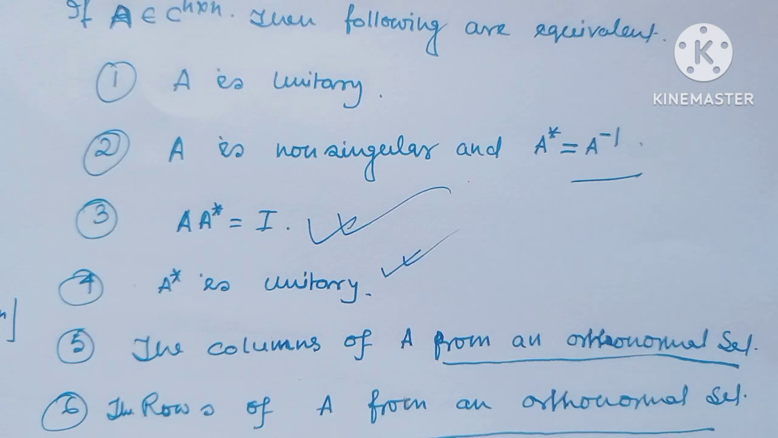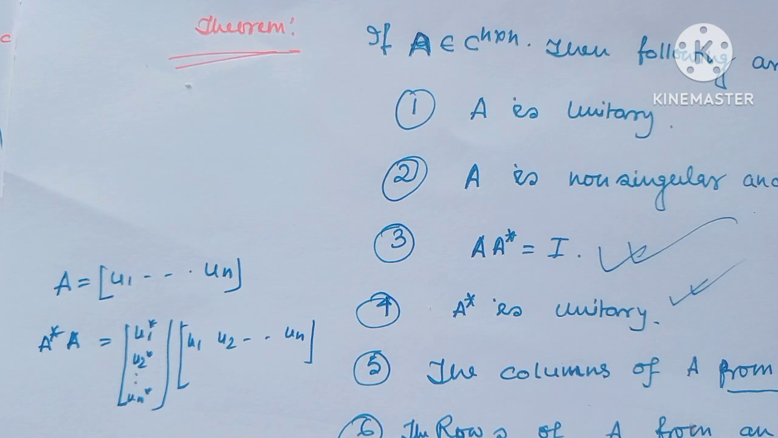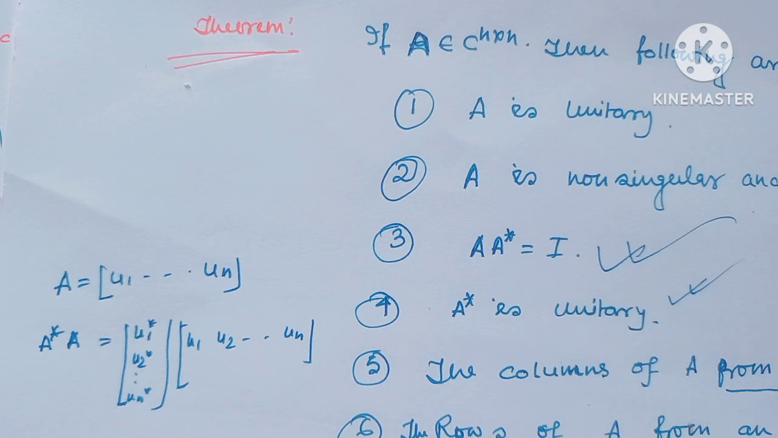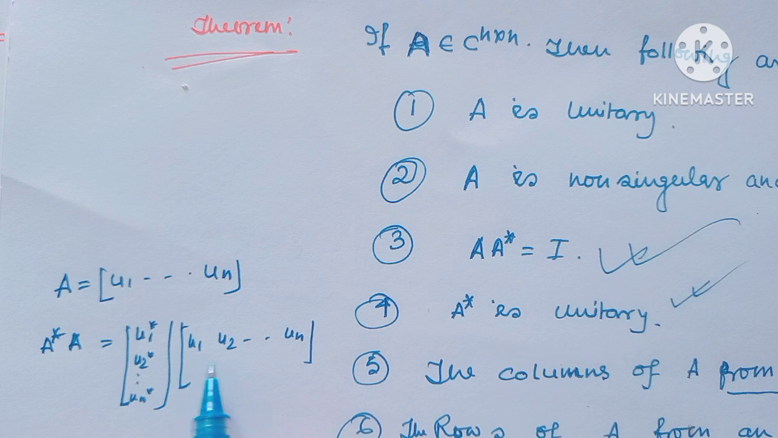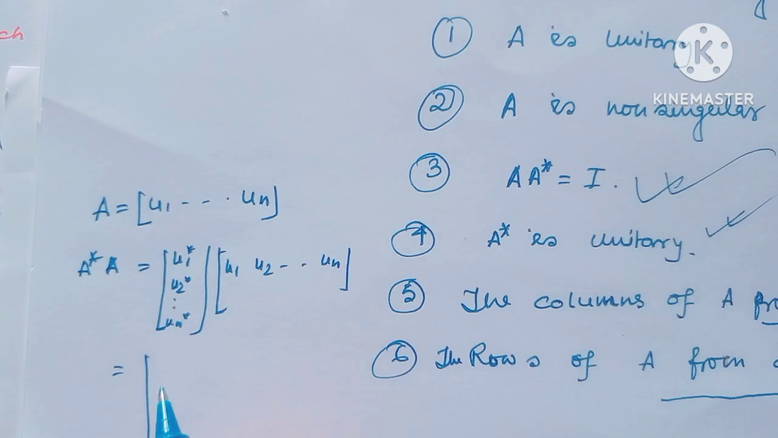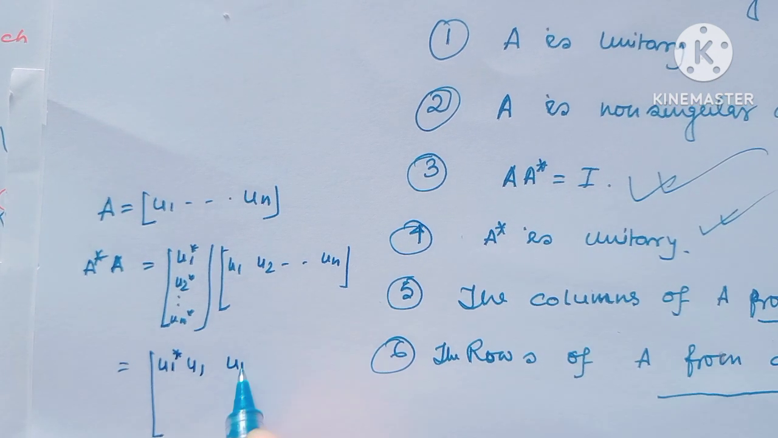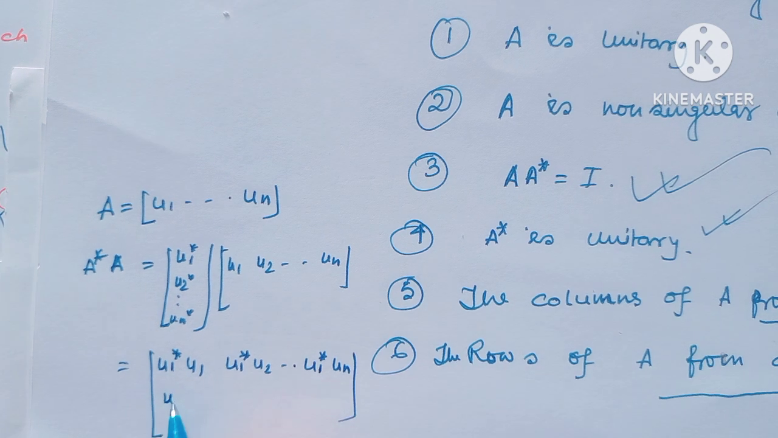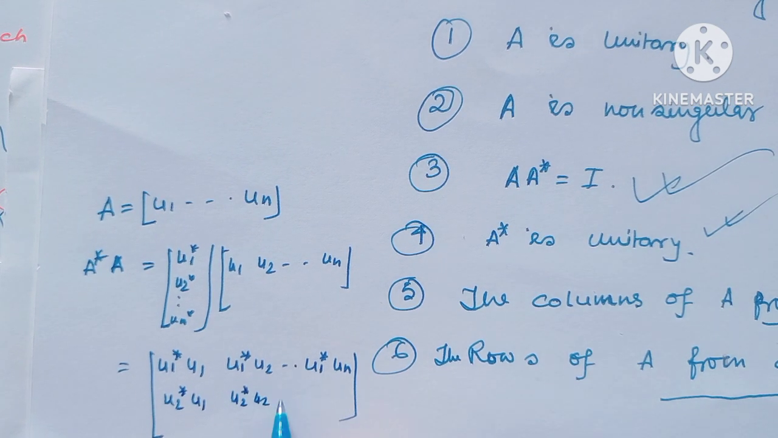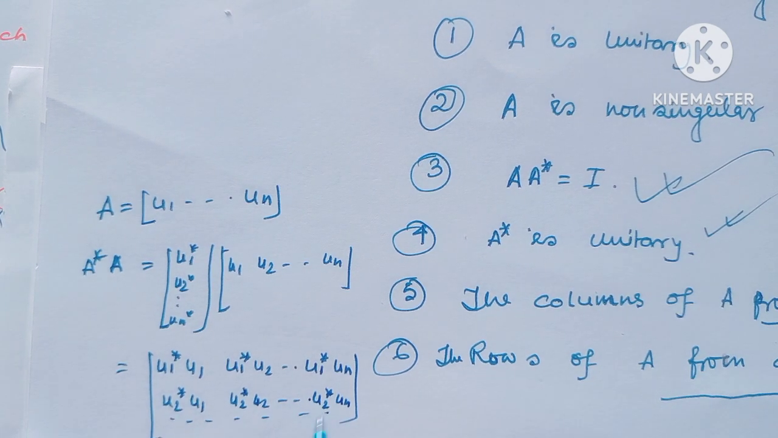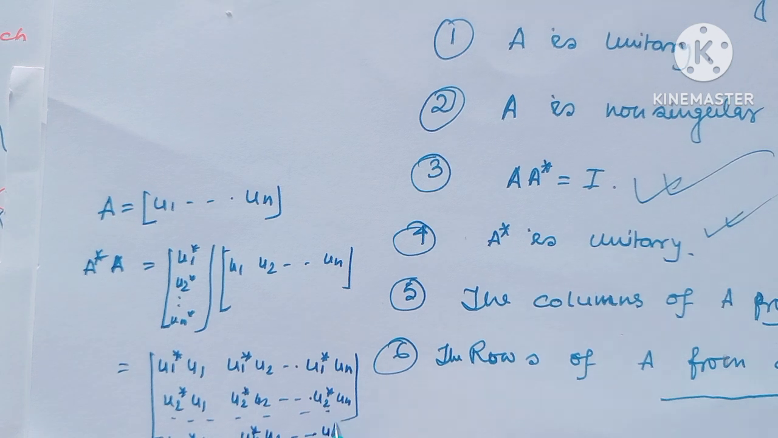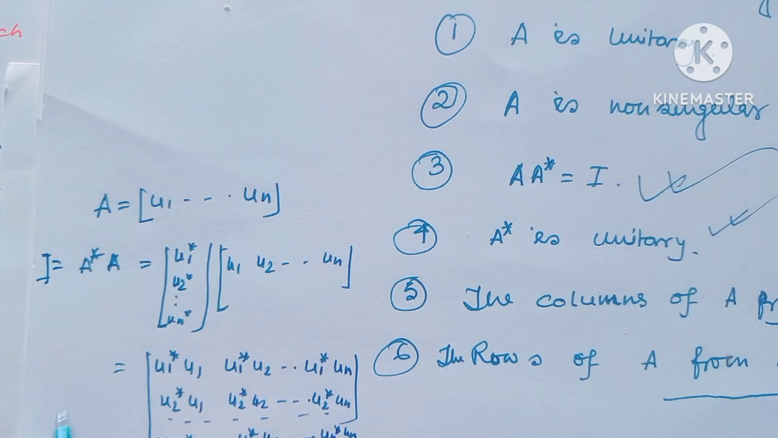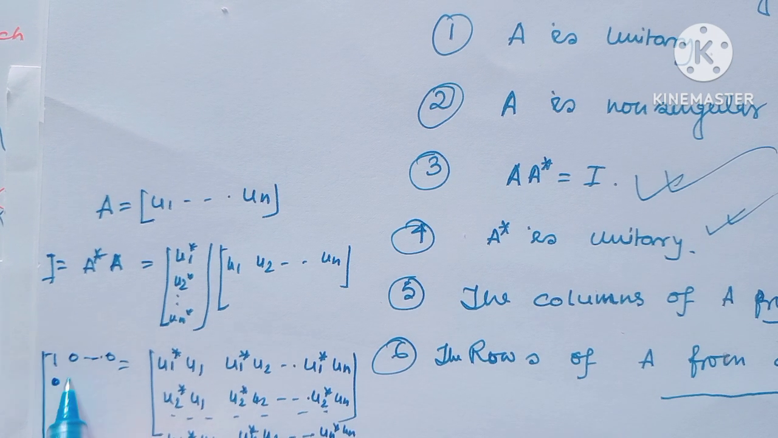The columns of A form an orthonormal set because if A has columns u1, u2 up to un, then A star A has rows u1 star, u2 star up to un star, and the product is the matrix with entries u1 star u1, u1 star u2 up to u1 star un, then u2 star u1, u2 star u2 up to u2 star un, continuing down to un star u1, un star u2 up to un star un. Since A star A equals identity, this is the matrix with 1s on the diagonal and 0s elsewhere.